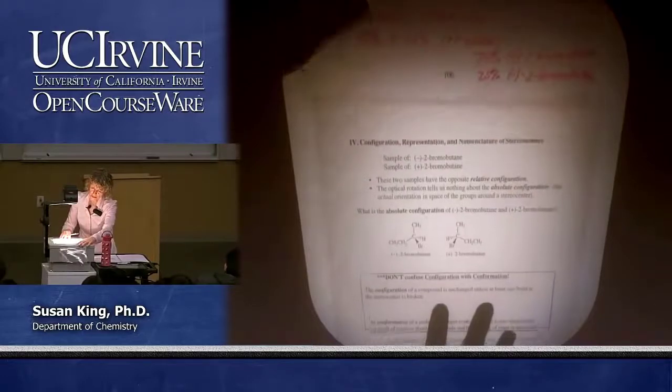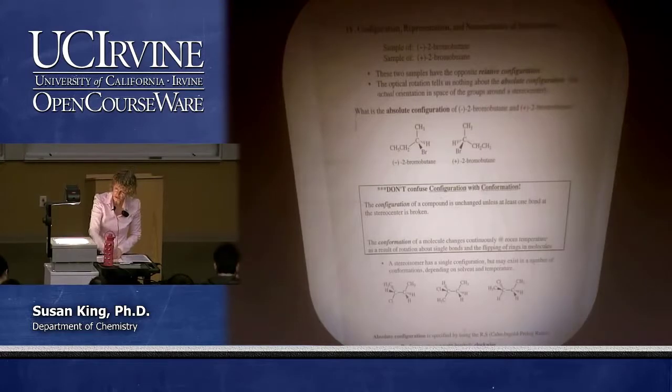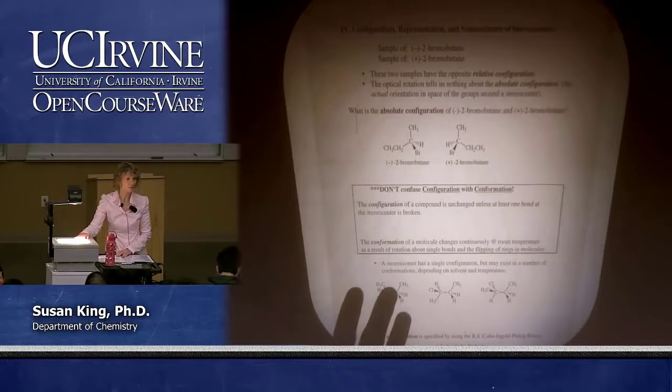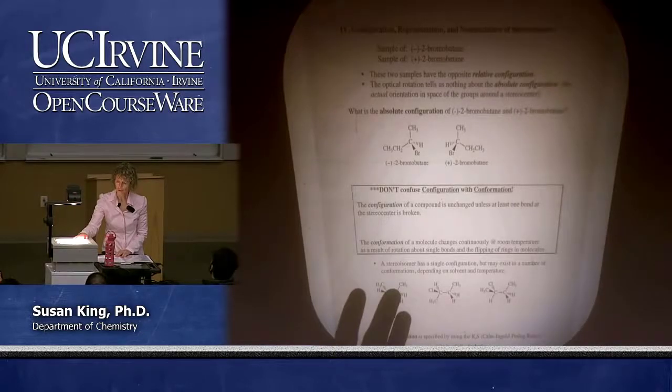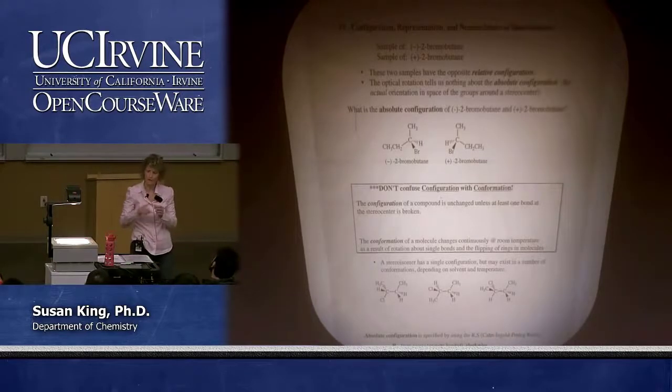Let's talk about configuration, representation, and nomenclature of stereoisomers. If we have a sample of (-)-2-bromobutane and a sample of (+)-2-bromobutane, these samples have the opposite relative configuration. The optical rotation tells us nothing about the absolute configuration, which is the actual orientation in space of the groups around a stereocenter. I can't look at (+)-2-bromobutane and draw exactly what it looks like. I don't know the orientation of the groups by measuring optical rotation.